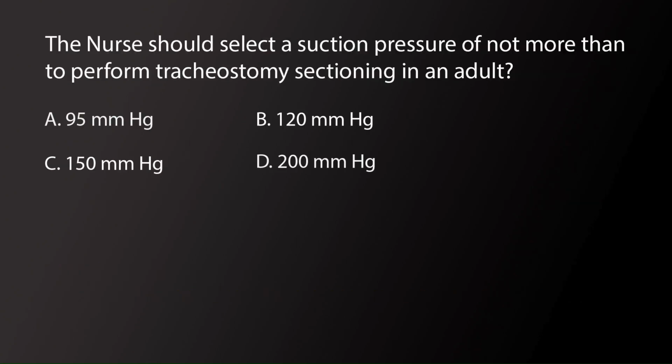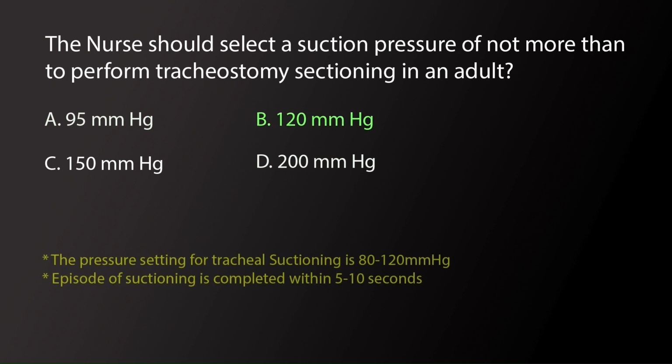The nurse should select a suction pressure of not more than to perform tracheostomy suctioning in an adult. Option A, 95 mm Hg. Option B, 120 mm Hg. Option C, 150 mm Hg. Option D, 200 mm Hg. The correct answer is option B, 120 mm Hg.